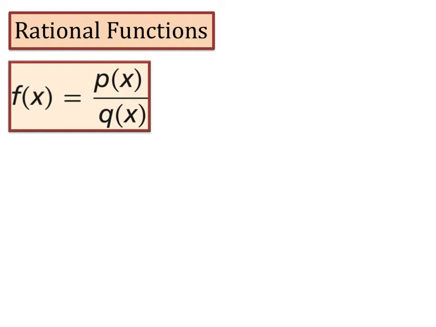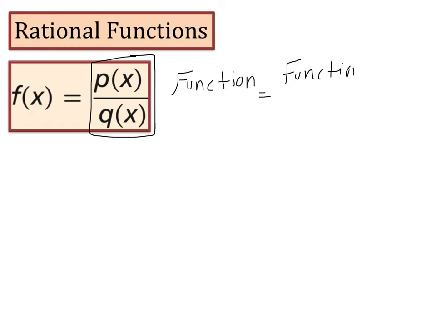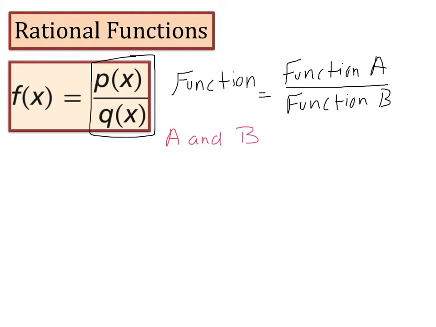Now, if we're given a rational function in the form of f of x equals p of x over q of x, we should know what this means. So what this means is we're going to have some function that equals function A over function B. Now function A and B, if it's a rational function, these need to be polynomial functions. So polynomials means it has to have multiple variables.